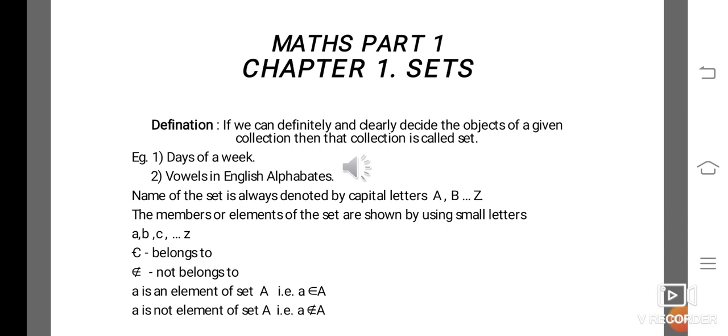Name of the set is always denoted by capital letters A, B, and so on. The members or elements of the set are shown by using small letters a, b, c. Now we show two symbols. First is belongs to and second one is not belongs to. a is an element of set A. We denote this by a belongs to A. And a is not an element of set A. That is a does not belong to A.